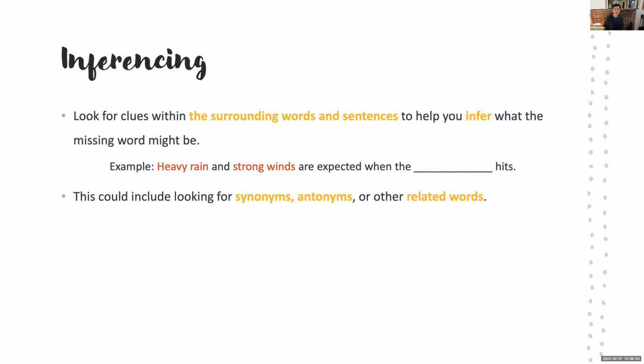So if I have a word like happy, my synonym might be ecstatic or overjoyed. Do you agree with me? Do overjoyed and ecstatic have the same or similar meaning as happy? Yes. So synonyms are words that are similar or the same in meaning as the word.